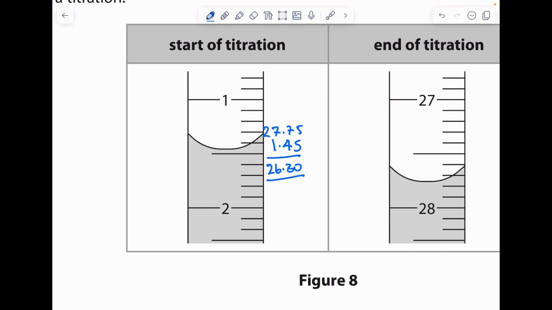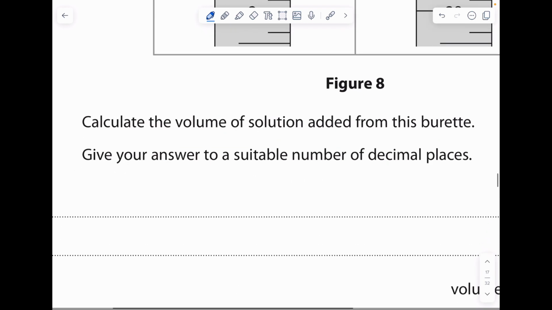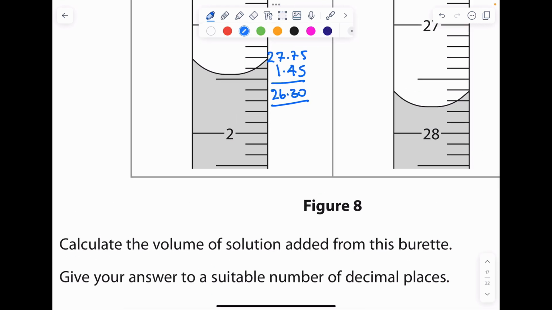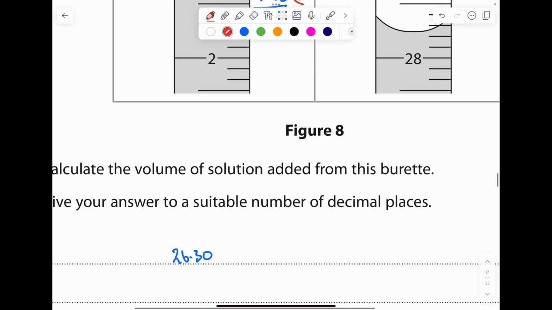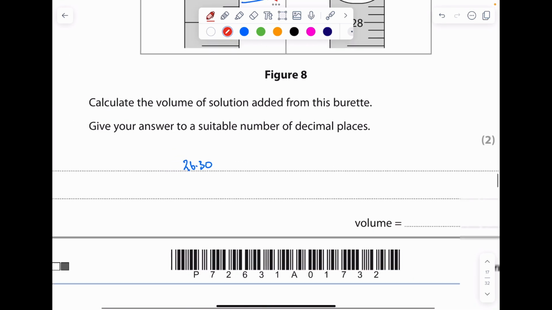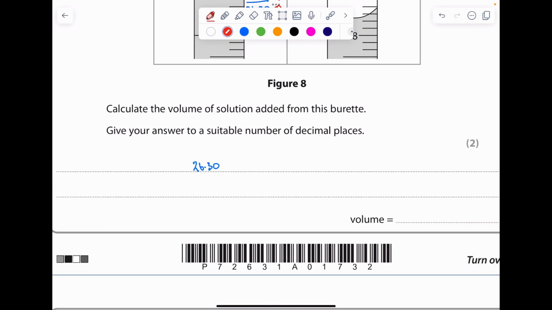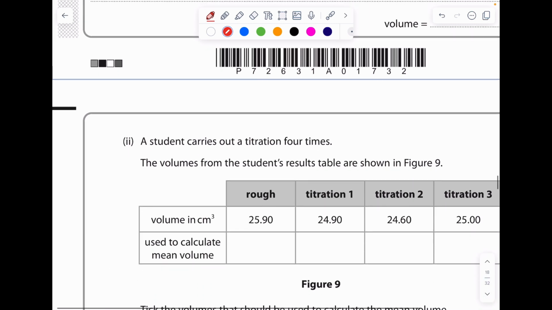Be careful, because these should be to two decimal places. Two decimal places need to be included, and you can see there we've got that in the response. So the answer down here is 26.30, but if you're going to get all the marks in this question, make sure you've got your working out and then your answer, because it's a 2-mark answer there to get all the credit.